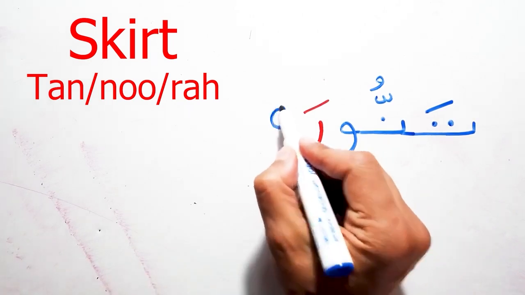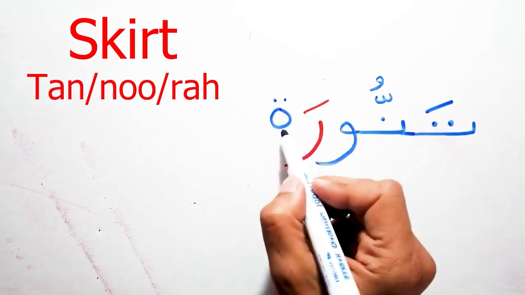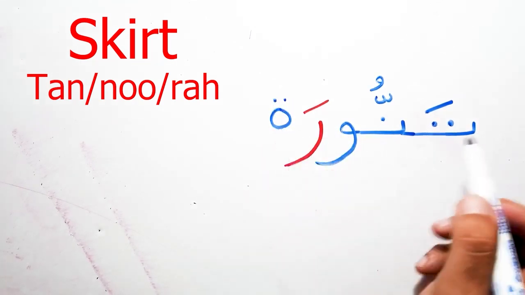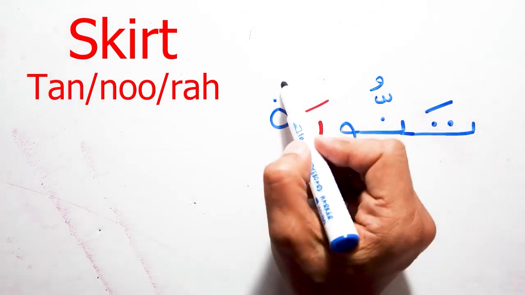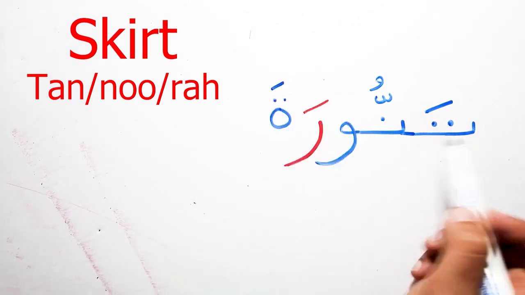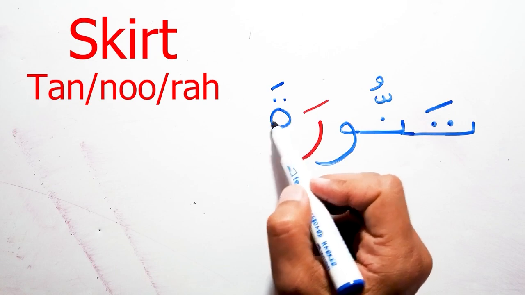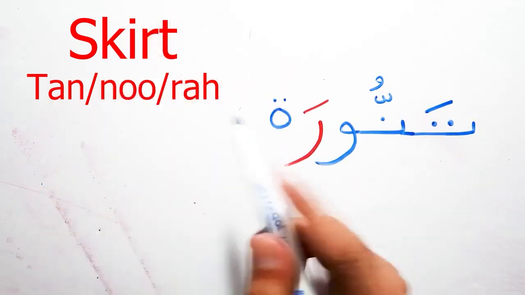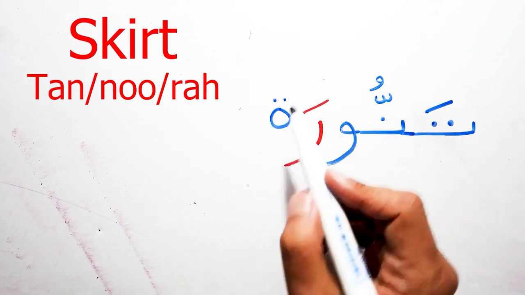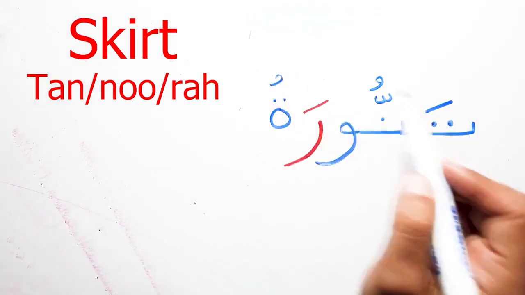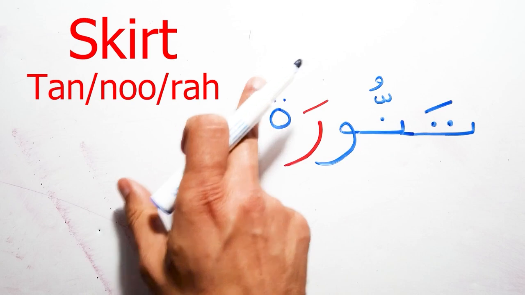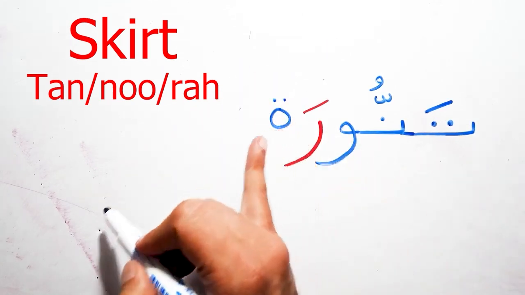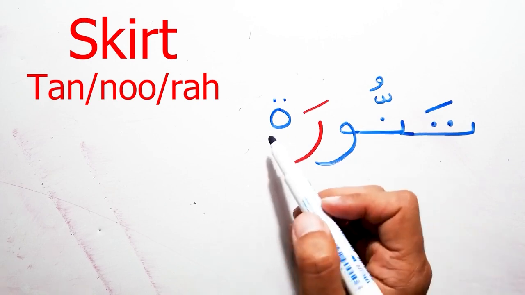I have the sound of H at the end of the word. This is ta marbuta. It gives us the sound of H at the end of the word. Tannura. If I add fatha, it will be tannurata. Ta. I pronounce the T now. If I don't put any mark here, then I pronounce it like H. Tannurah. If I add dhamma, it sounds like O. Tannuratu. If I add kasra, it will be tannurati. T. But if I don't add any mark, I pronounce it like H.